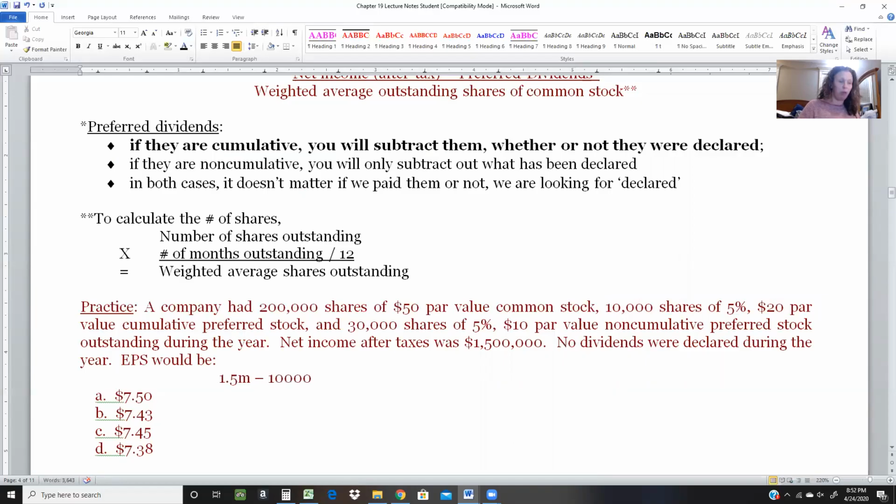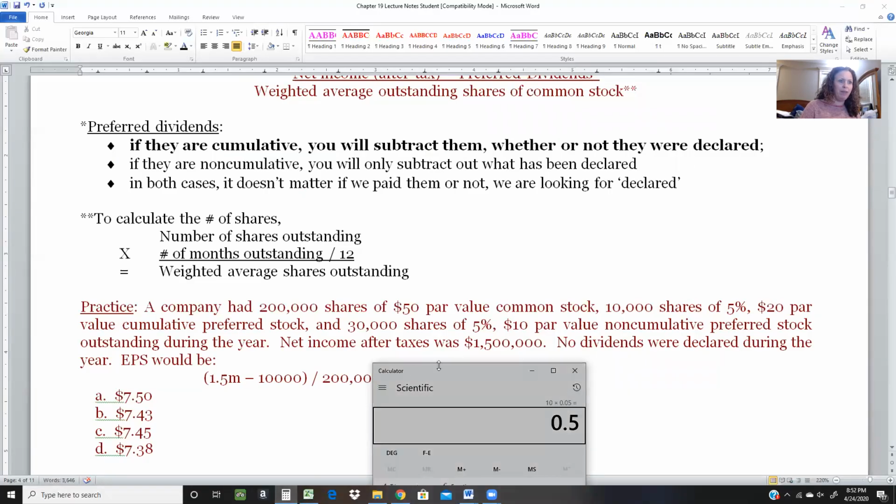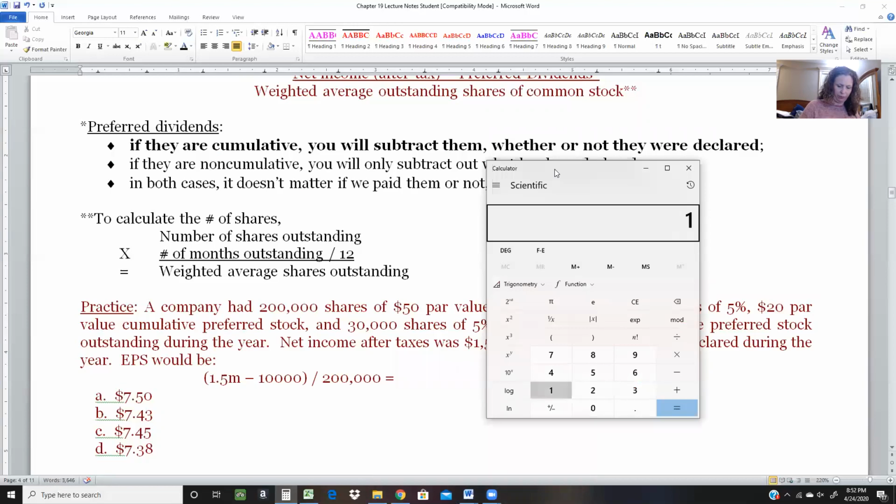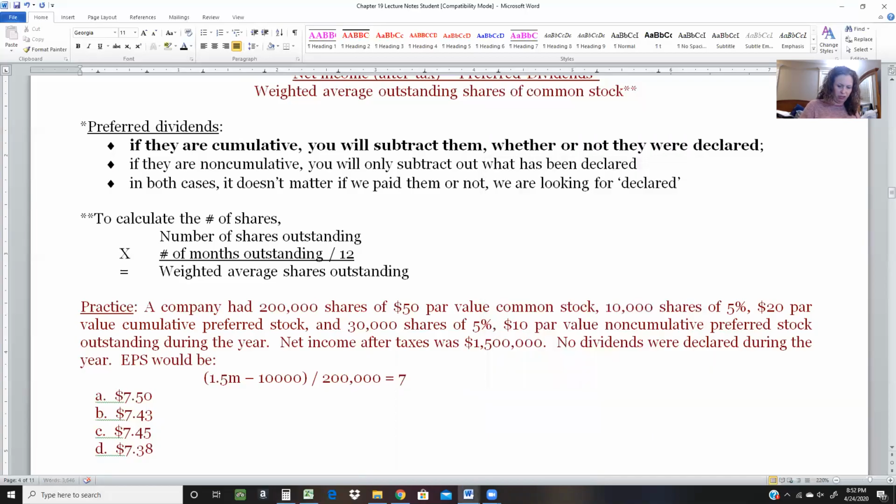From there, we would go ahead and do this in our calculator, divided by the weighted average number of common shares outstanding. These are preferred, these are preferred, and here are the common shares outstanding: 200,000 shares. So I'm going to take 1,490,000 divided by 200,000. All right, my answer is $7.45. So it looks like my answer is C in that multiple choice question.